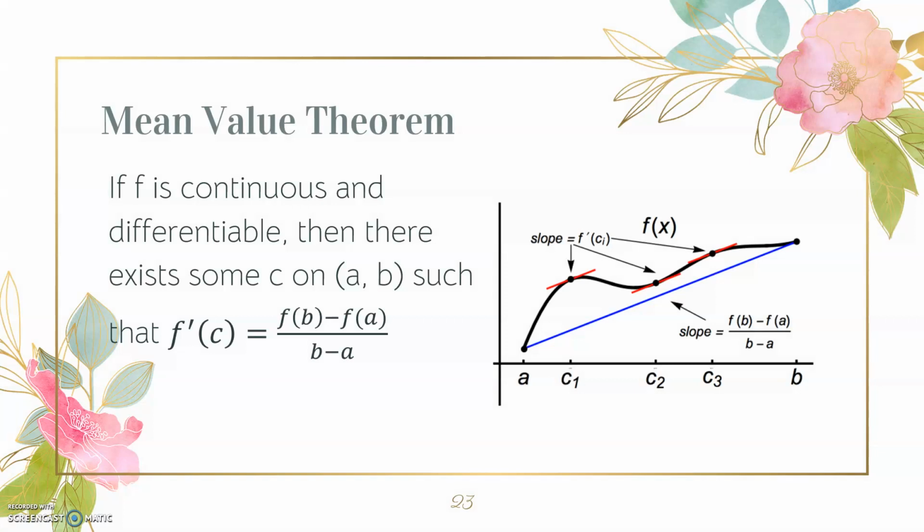The mean value theorem says that if your function is continuous and differentiable, then there exists some value c for which the slope is equal to the average rate of change. So here's the average rate of change, the slope of this line, and the slope of all of these tangent lines is equal to that average rate of change at these values c. The mean value theorem only promises that there's at least one place where it happens, and it only promises it if your function is continuous and differentiable. You cannot use the mean value theorem if you don't have a differentiable function.